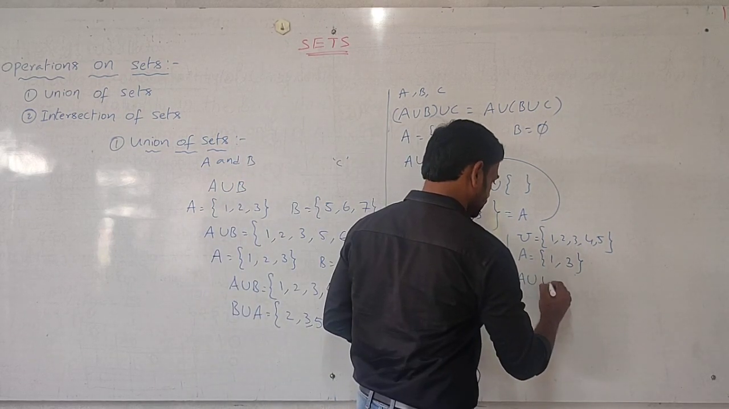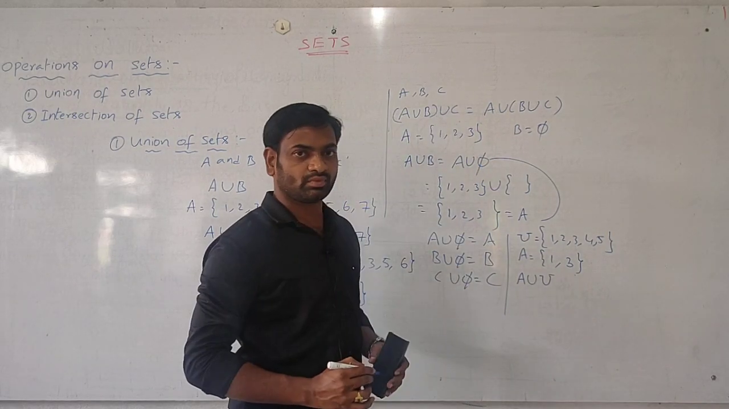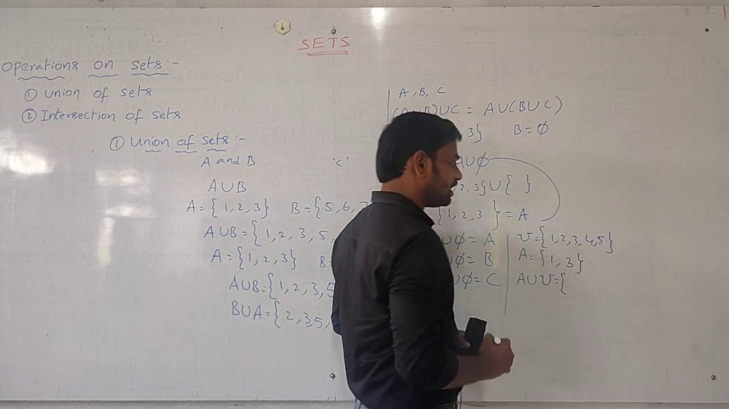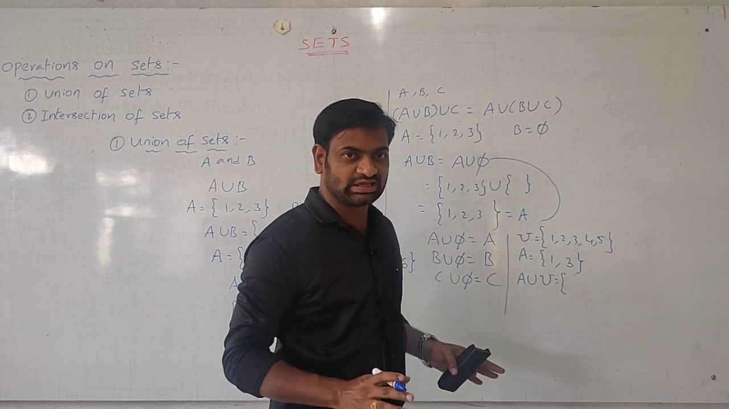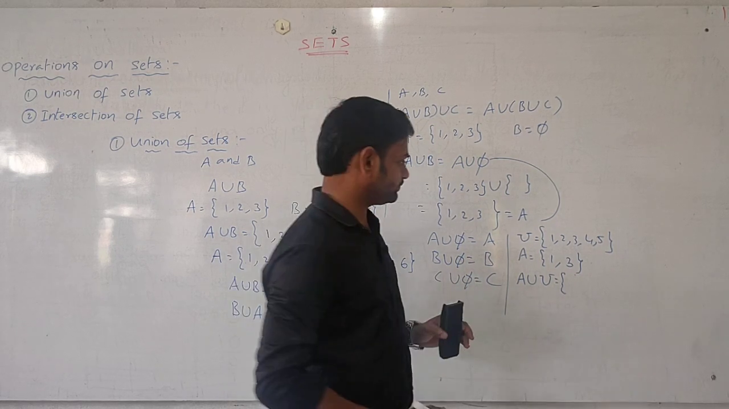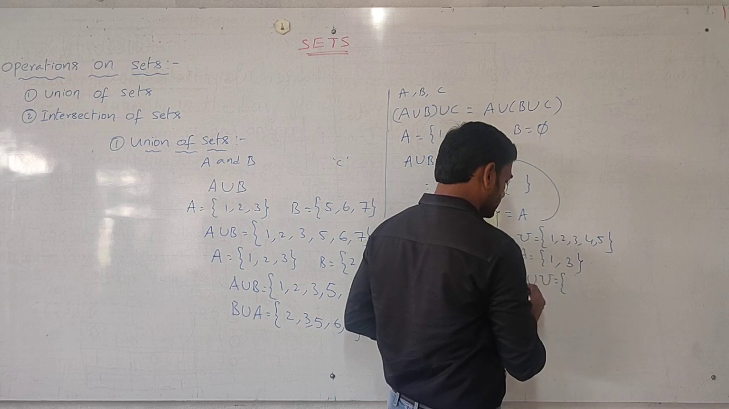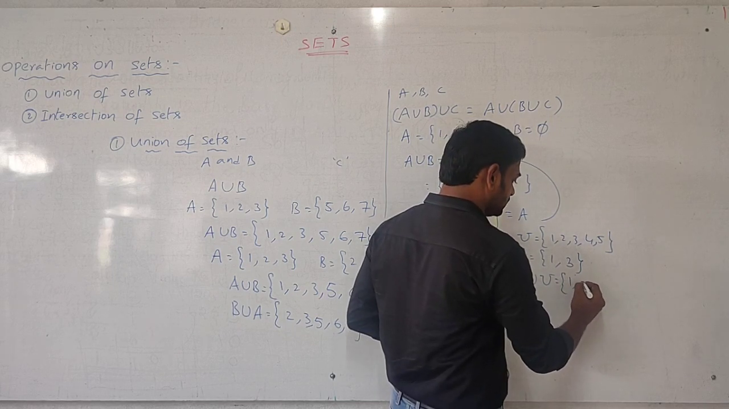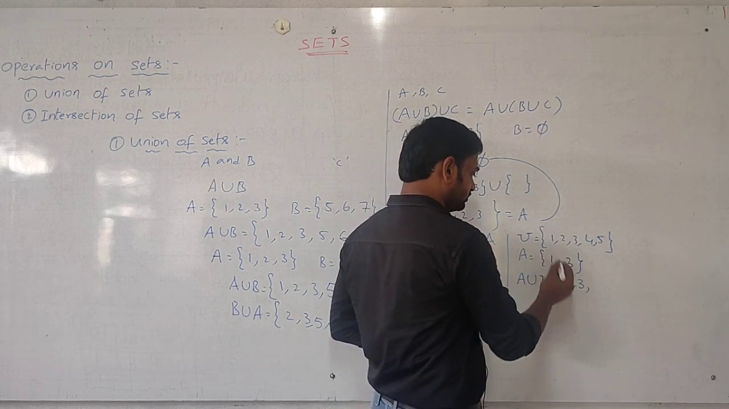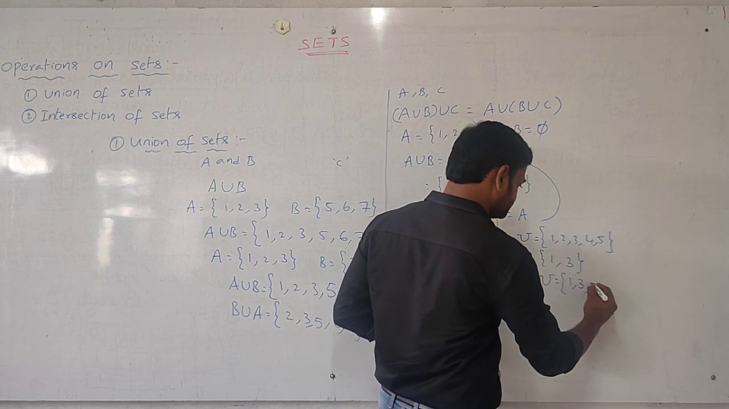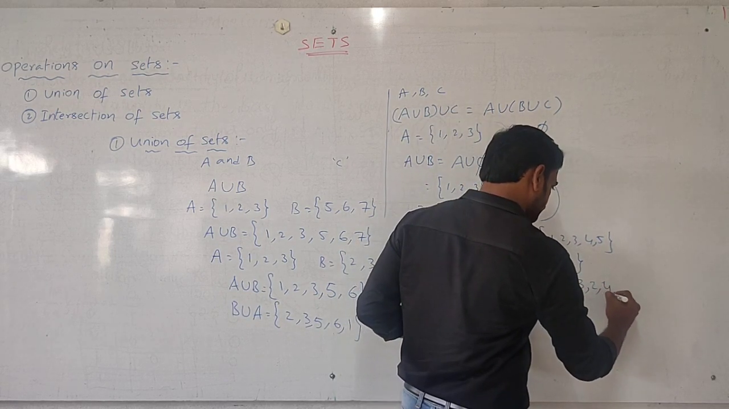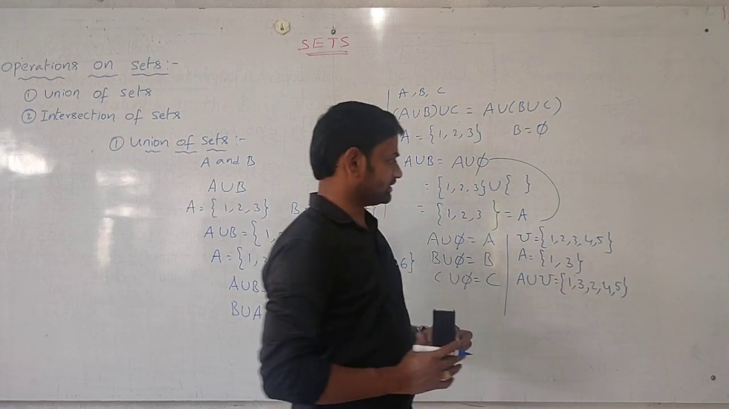Now what is A union U? A union U is all the elements of A as well as U. So, first one is A elements. What are the elements? 1, 3. Next, what are the U elements? 1 already I wrote. Next 2. 3 already I wrote. Next 4. Next 5.